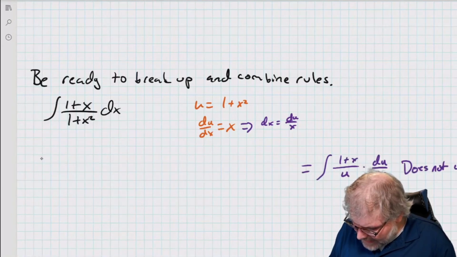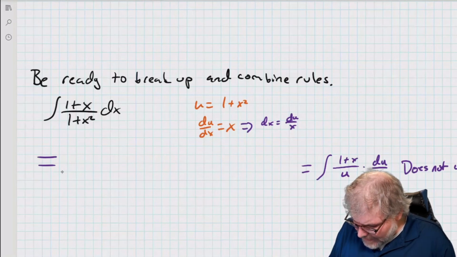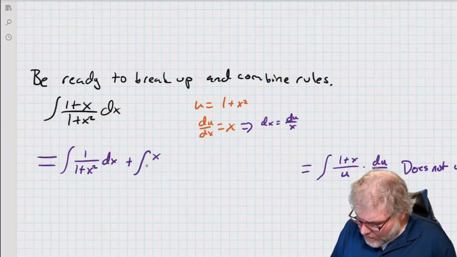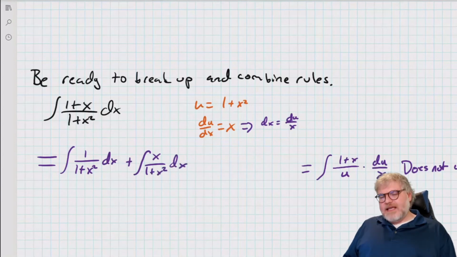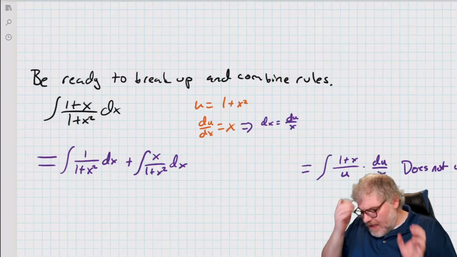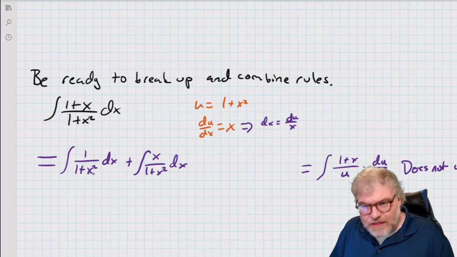So let's get rid of that, and let's instead say that what I'm dealing with is the integral of 1 over 1 plus x squared dx plus the integral of x over 1 plus x squared dx. Now, this one I can do something with, right? This 1 over 1 plus x squared, that looks familiar.